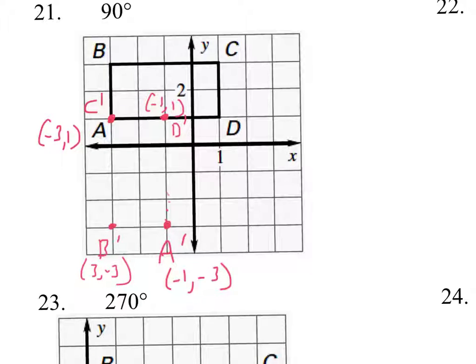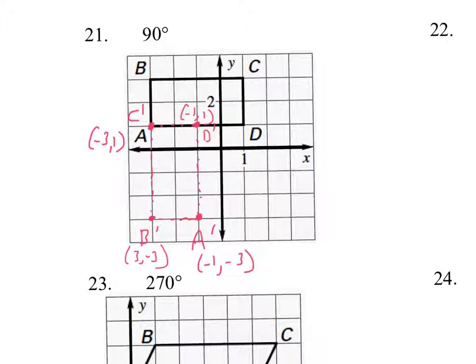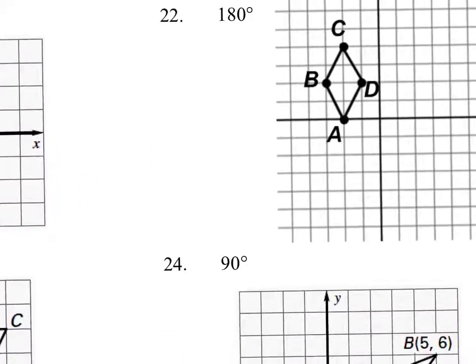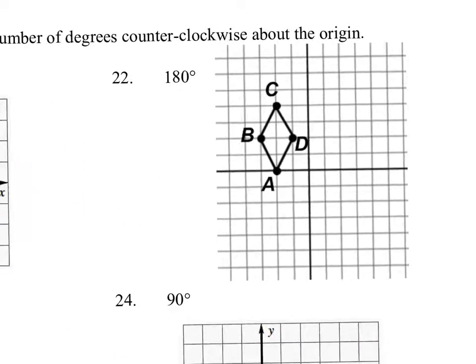All right, we'll connect these with dashed lines, and it should look like it rotated 90 degrees. And so that's our answer. In my opinion, that's the easiest way to do a rotation if it's about the origin. All right, number 22.